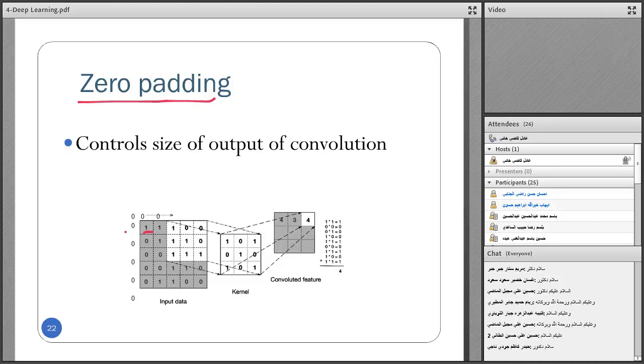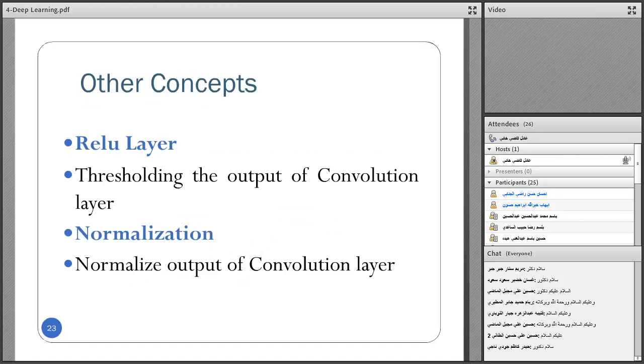Okay, if you remember, this was the last subject we talked about. It was zero padding. Zero padding is a concept in the convolution neural network that we talked about in the previous session. There are a few subjects left from this convolution neural network. I will talk about them.